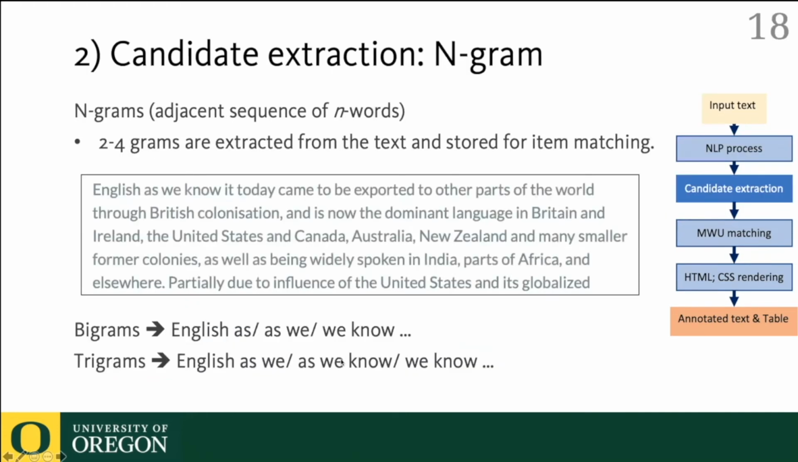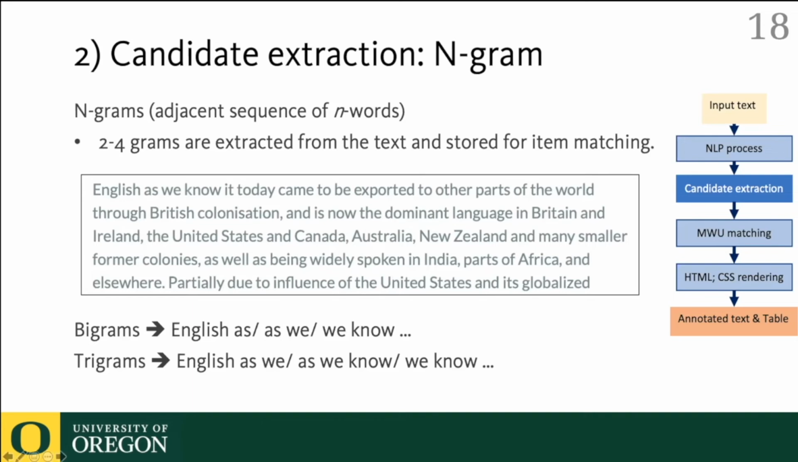Once we have the lemmatized or tokenized text, we can move on to candidate extraction. In this tool, we have two different kinds of extraction pipeline. One is n-gram. An n-gram can be defined as an adjacent sequence of n words, for example, a 2-word sequence or a 4-word sequence.